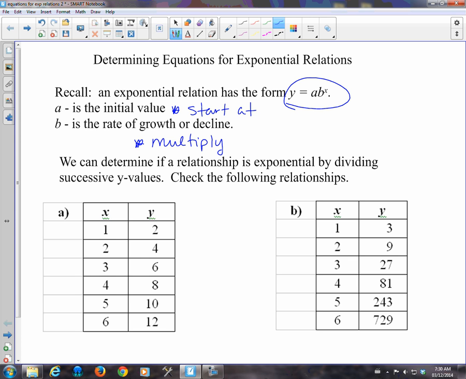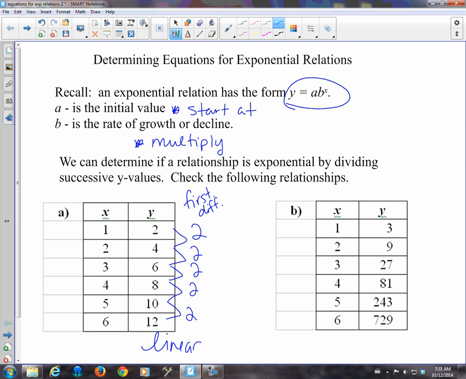So we can determine if a relationship is exponential by looking at a table of values and looking at the successive y values, so the y values in order. We're going to look at these two tables and decide if they're exponential. I look at this table and I notice from 10 to 12, 12 minus 10 is 2, and 10 minus 8 is 2, and 8 minus 6 is 2. I remember from earlier in the year, all of those subtractions are called the first difference. When all the first differences are the same, it means that it is a linear function, a line. You're going up by the same amount.